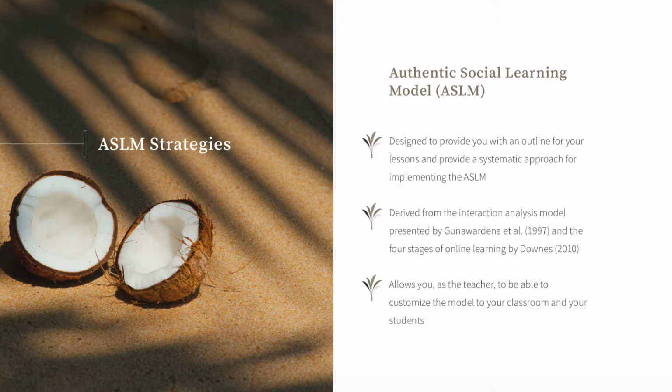These pedagogical strategies can be used as a systematic guide for implementing authentic social learning in your K-12 classroom, but allow you enough teacher autonomy to be able to customize the model to your classroom and your students. When you use these strategies, you are implementing the pedagogical strategies of the ASLM and teaching 21st century skills without having to try to focus on all of the components separately.